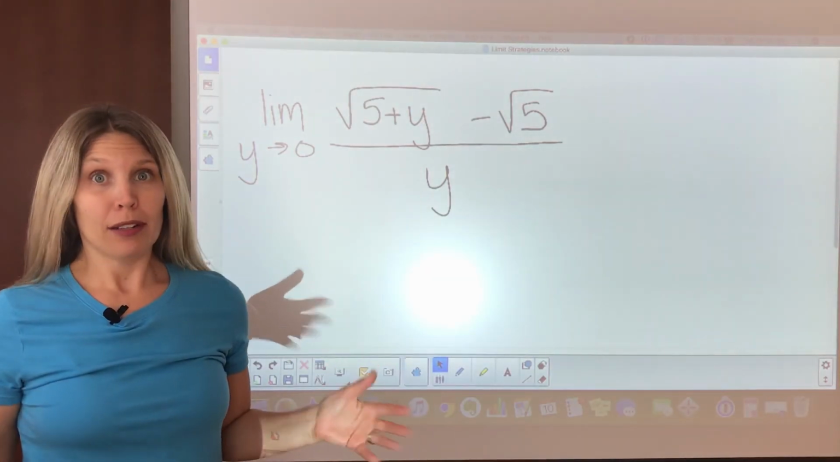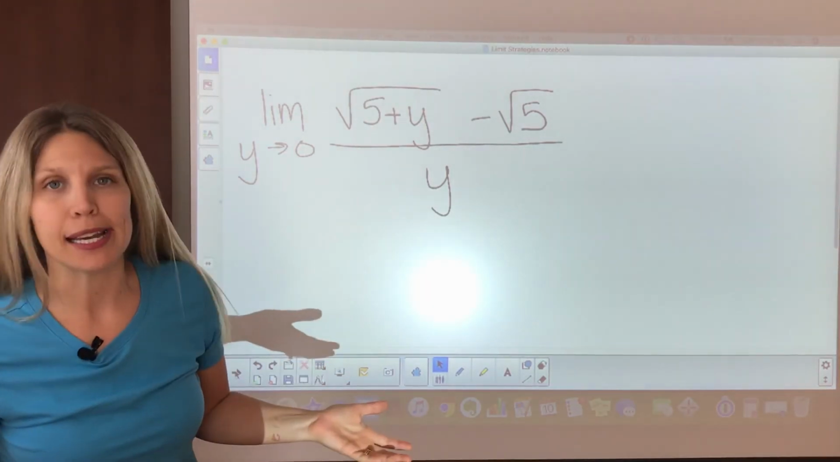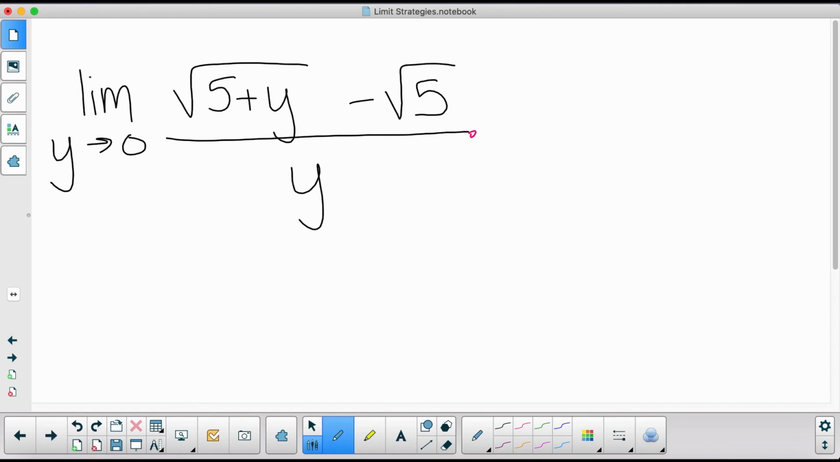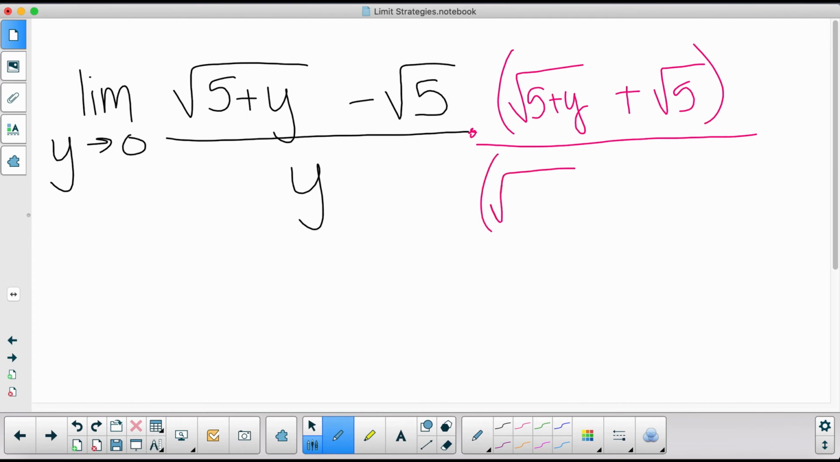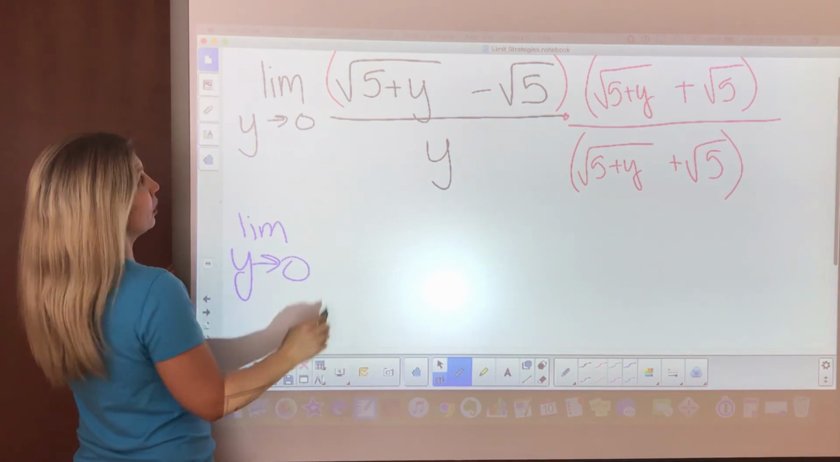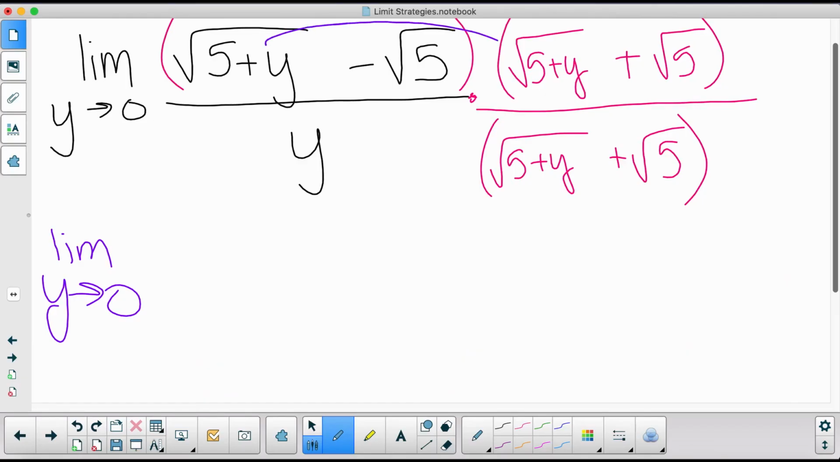Now this one looks super ugly, all right? Try to plug in. We can't, right? Can't factor, so we must rationalize. We're going to multiply by the square root of 5 plus y plus square root of 5, all over square root of 5 plus y plus the square root of 5. Put this guy in parentheses because we need to factor this out. So we have the limit as y goes to 0. Square root of 5 plus y times the square root of 5 plus y, we're just left with 5 plus y.